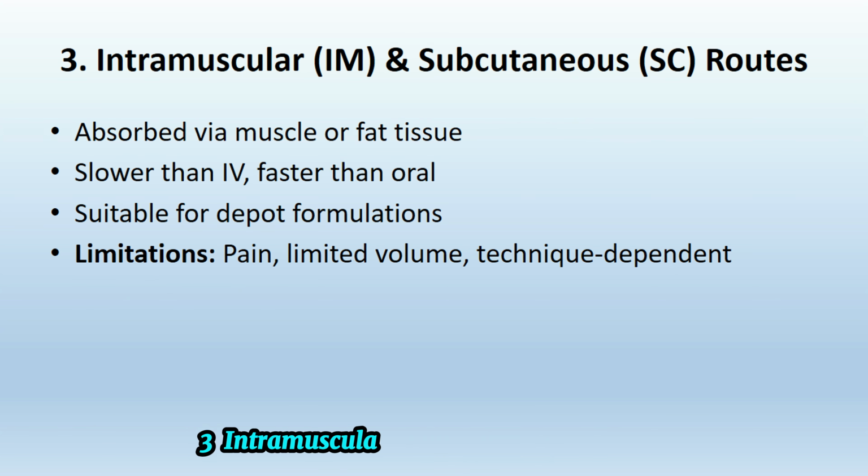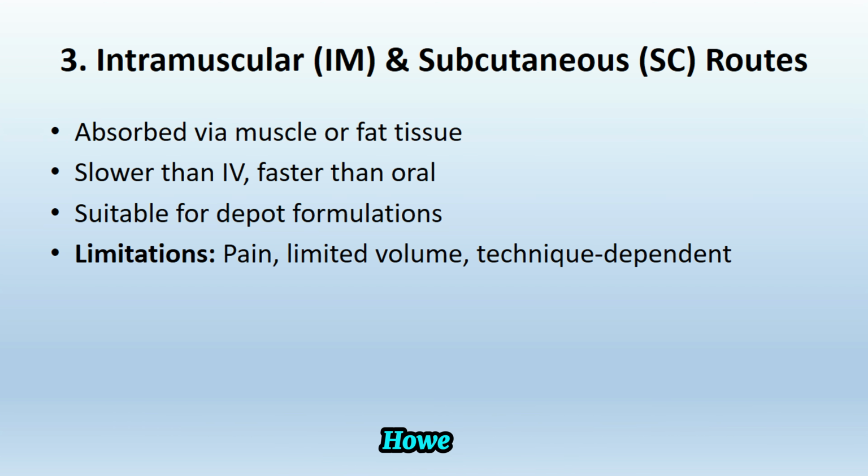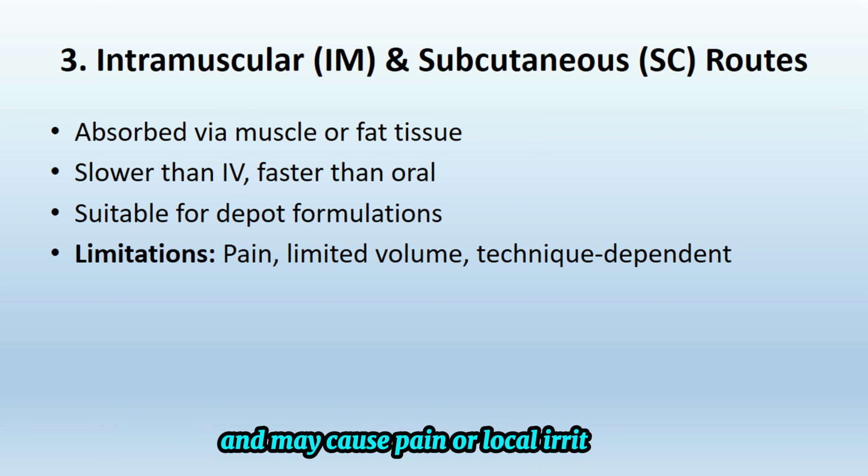3. Intramuscular and subcutaneous route. These routes offer slower absorption compared to the intravenous route, but they bypass the first-pass effect. They're useful for drugs requiring steady absorption over time, such as vaccines or insulin. However, absorption can vary based on blood flow and muscle mass, and may cause pain or local irritation.